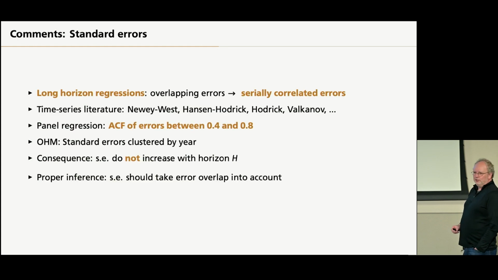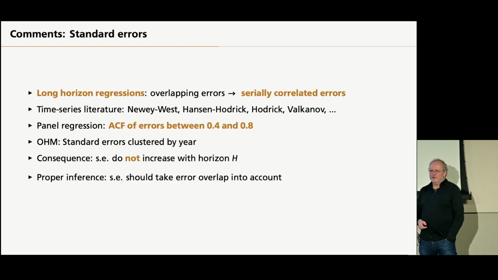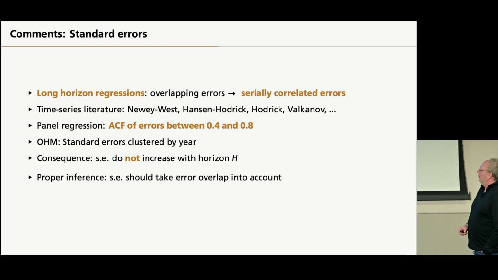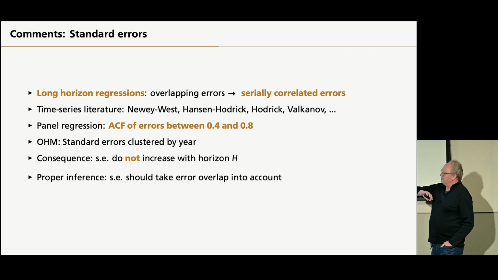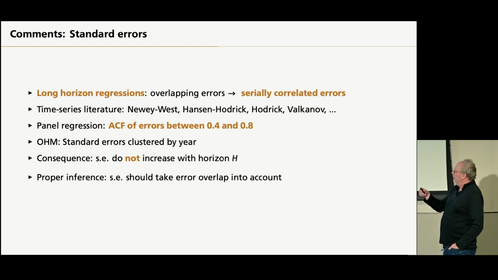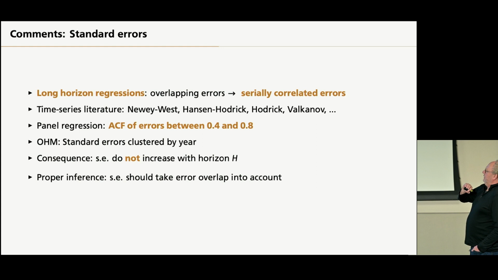So I think no discussion would be complete without some comments on the standard errors. In long horizon regressions, there's a long literature. We know there's overlap that imposes serious serial correlation in the errors, and there are many ways to correct the standard errors. In the panel regression here, the autocorrelation of the time series aspect is up to 0.8, so we get very serious serial correlation. However, if I understand correctly, you only cluster the errors by year, but you don't correct for the horizon.